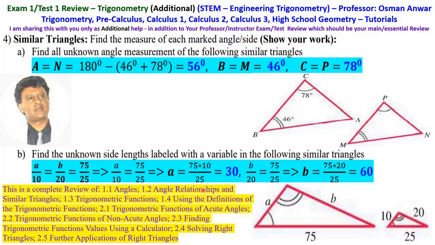So 75 divided by 25 is 3. 3 times 10 is 30. To find B: B over 20 is equal to 75 over 25, so B is equal to 75 times 20 over 25. 75 divided by 25 is 3. 3 times 20 is 60.